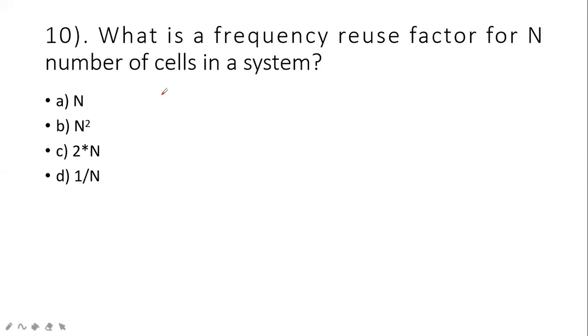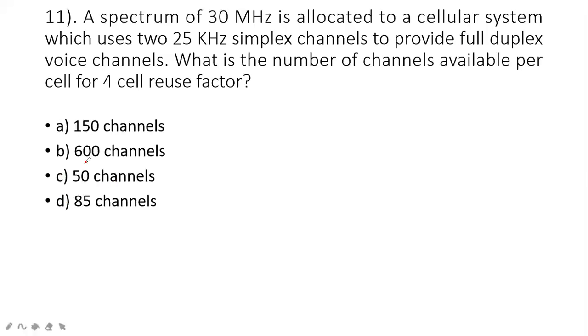Tenth question, what is the frequency reuse factor for n number of cells in a system? If n is the number of cells in a system, then 1 by n is the frequency reuse factor. So here the answer is D. Eleventh question, a spectrum of 30 MHz is allocated to a cellular system which uses a 25 kHz simplex channel to provide a full duplex voice channel. What is the number of channels available per cell for a 4 cell reuse factor?